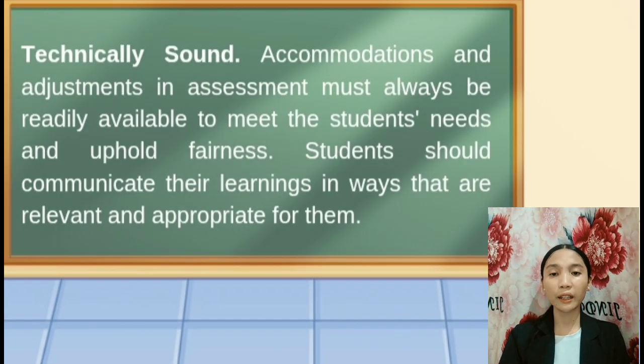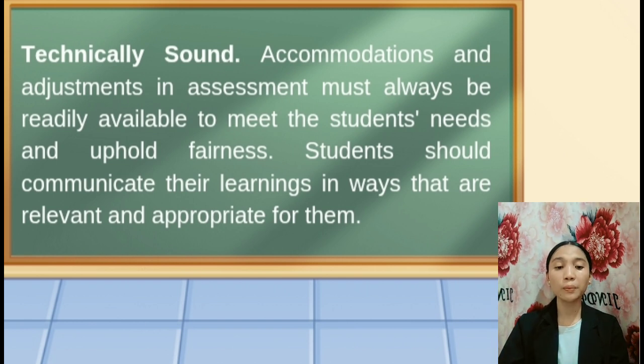So next we have technically sound. Accommodations and adjustments in assessment must always be readily available to meet the students' needs and uphold fairness. Students should communicate their learnings in ways that are relevant and appropriate for them. So technically sound means accommodations and adjustments are available for fairness. Students communicate learning using relevant and appropriate methods for their needs.